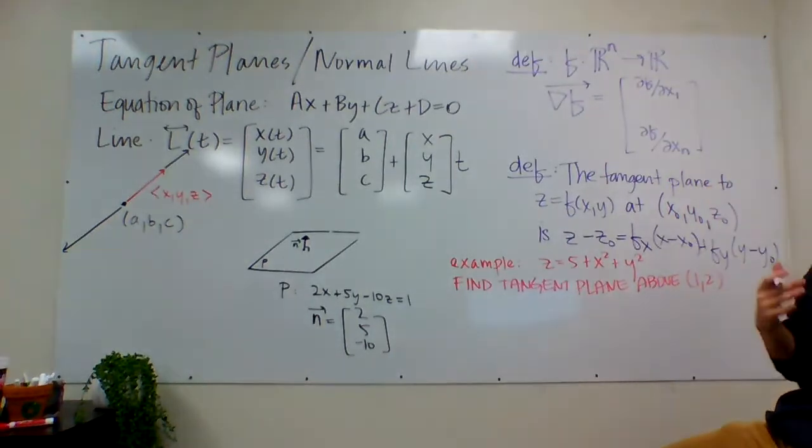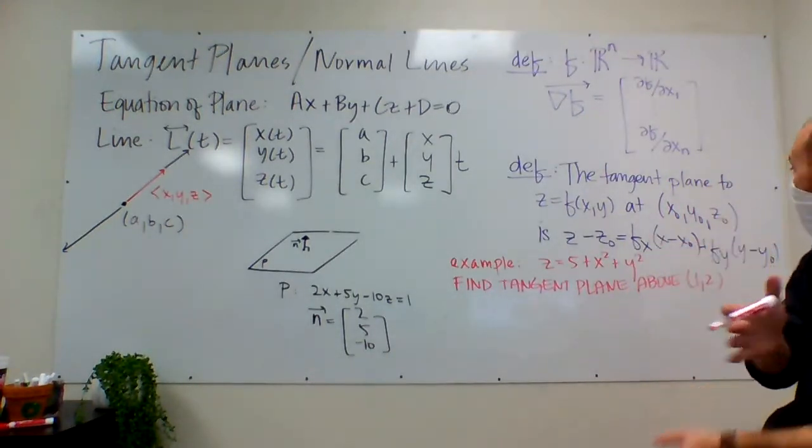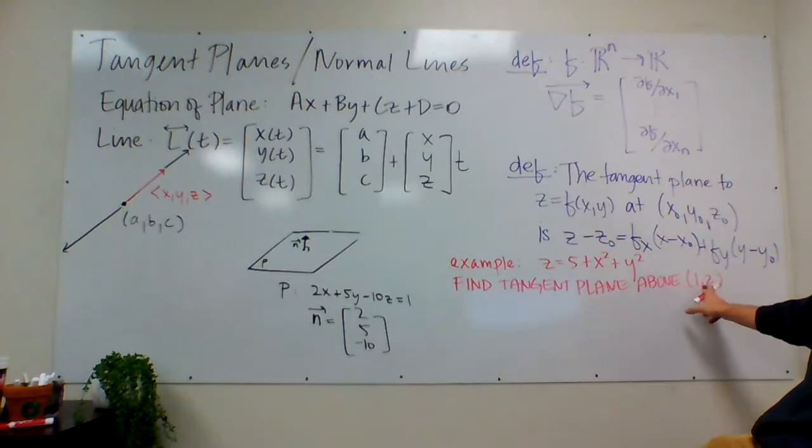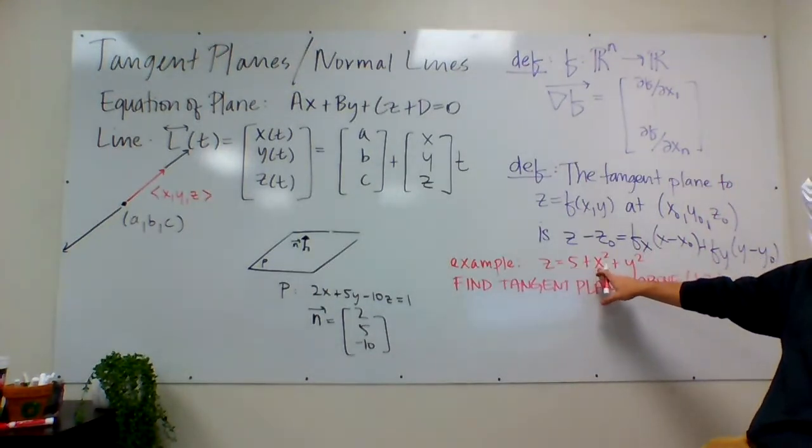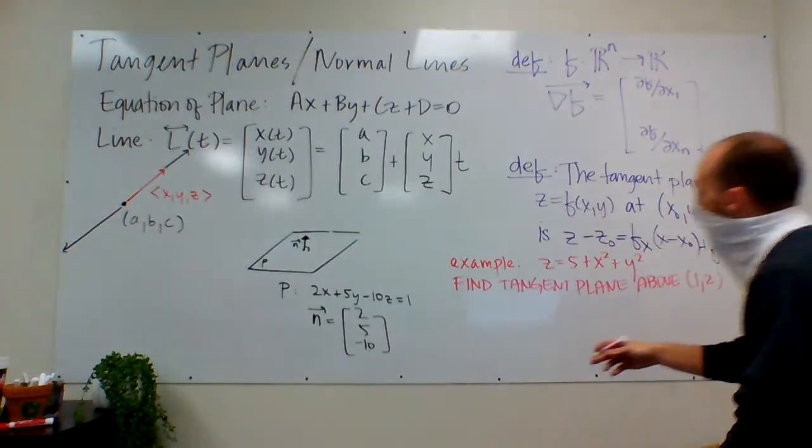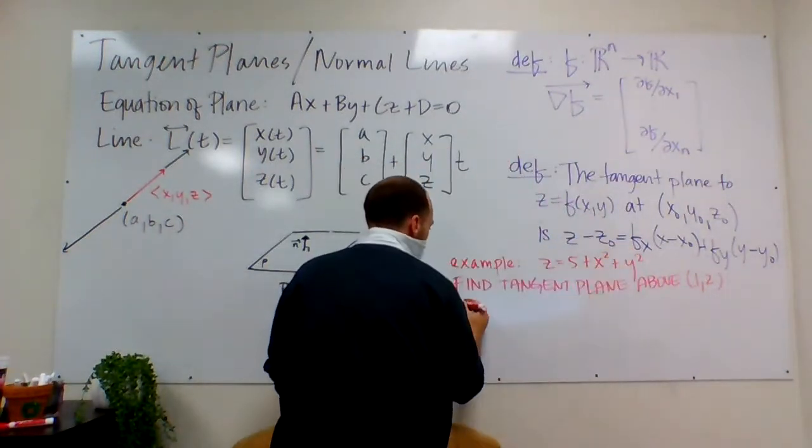Okay. So first we're going to need a point. We're going to need our x naught, y naught, z naught. We have x naught, y naught. Okay, so it's 1 and 2, so it's 5, 6, and 4 is 10. So my point is 1, 2, 10.